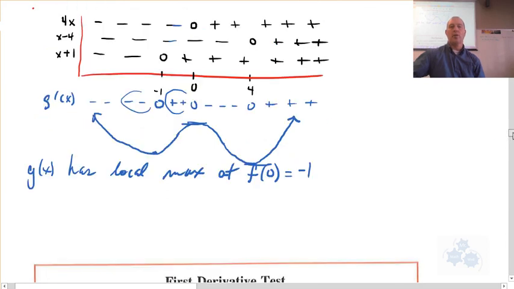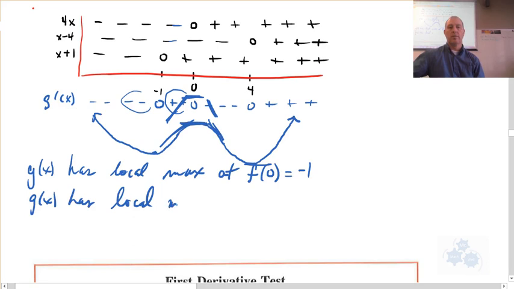Anywhere else that has a local max? Does not look like it. So where it's positive to 0 to negative, right? Positive to 0 to negative. So g of x then also has a local min at two places here. g of negative 1, and we'll show that, and g of 4.